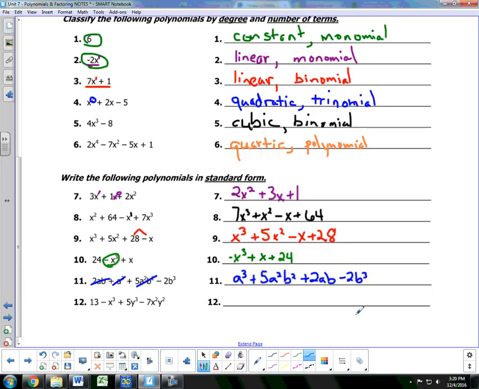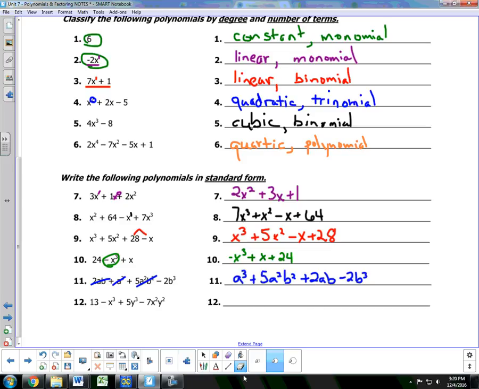If this one is a little trickier for you, one way you can think about it is a cubed could be written out as a times a times a. 5a squared b squared could be written as 5a b b, and then 2ab would be the same, but then you could do minus 2b. And you can think of these as like words, kind of. And if you were looking them up in the dictionary, AAA would come before AABB, which would come before AB, which would come before BBB. Okay. So that's another way to think of it.